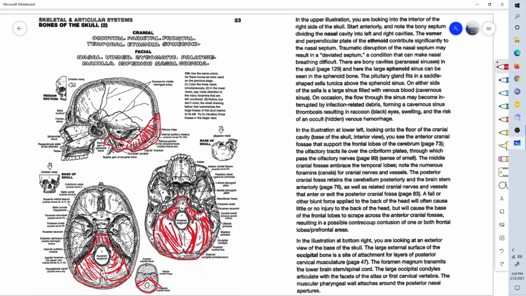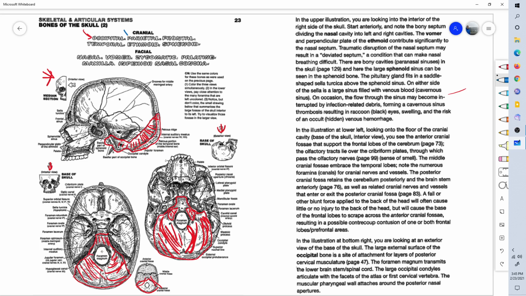And of course, this view is looking down into the skull with it cut off. Here's your view right here. And this was a median section here, looking inside one half of the brain. And that is the occipital bone.